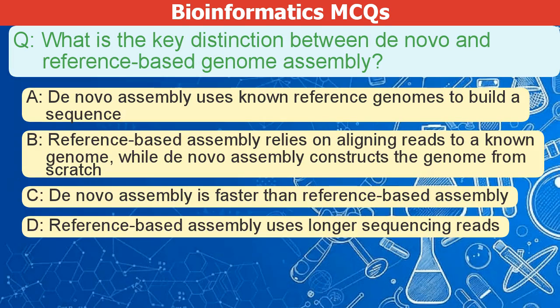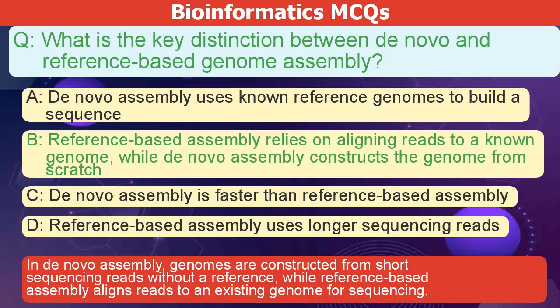What is the key distinction between de novo and reference-based genome assembly? A. De novo assembly uses known reference genomes to build a sequence. B. Reference-based assembly relies on aligning reads to a known genome, while de novo assembly constructs the genome from scratch. C. De novo assembly is faster than reference-based assembly. D. Reference-based assembly uses longer sequencing reads.